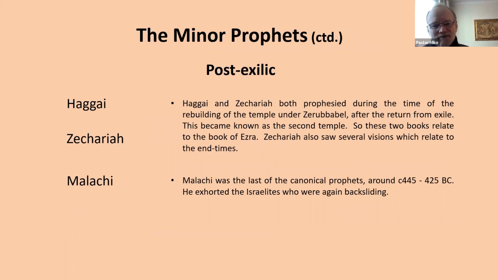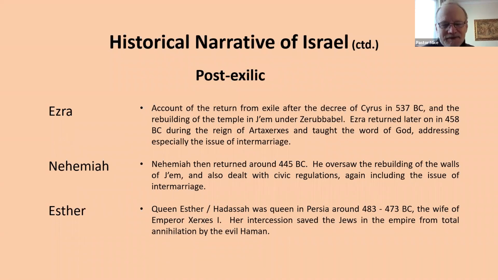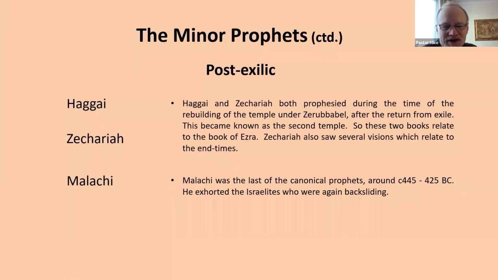So back to the minor prophets, the post-exilic minor prophets, where you've got Ezra and Nehemiah there. They were the two historical books that dealt with the period after the return from exile and the rebuilding of the city and the temple. During the time that the temple was being rebuilt, during the time of Zerubbabel, God raised up these two prophets, Haggai and Zechariah, and they both prophesied during the time of the rebuilding of the temple under Zerubbabel.